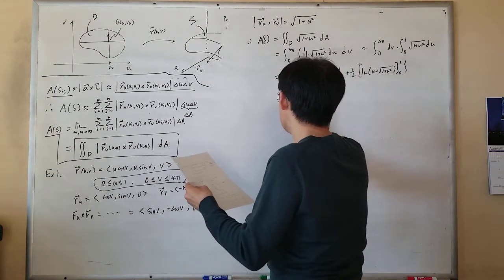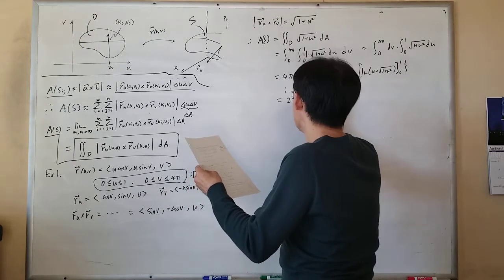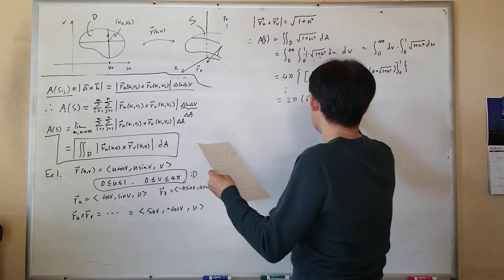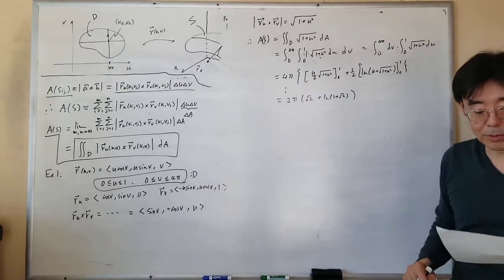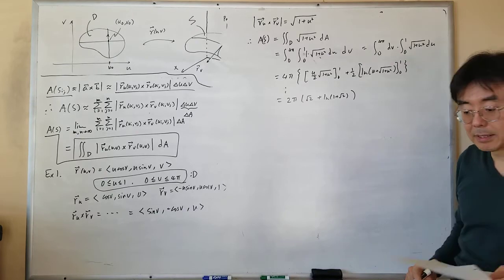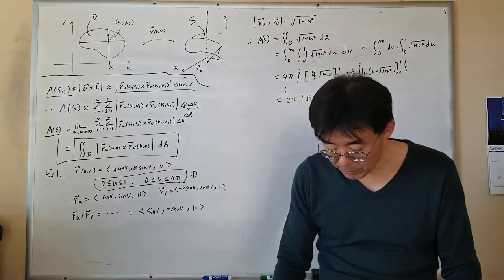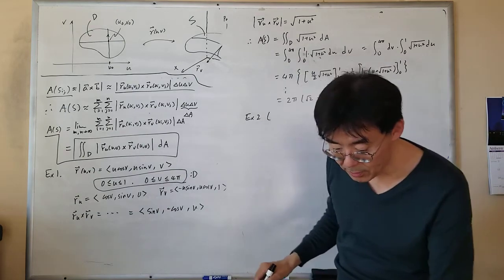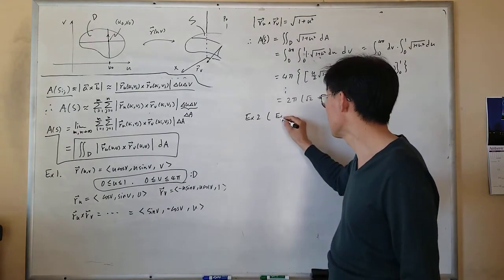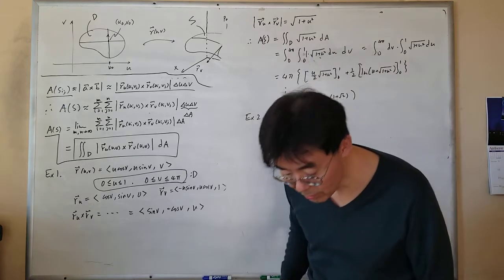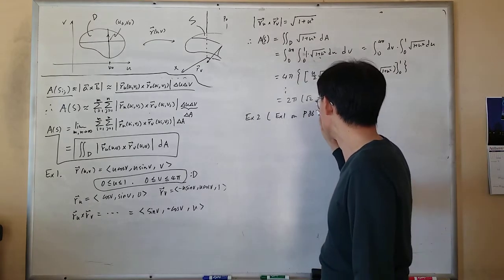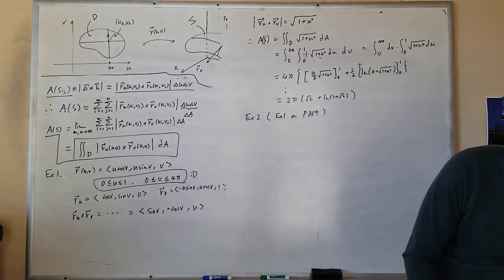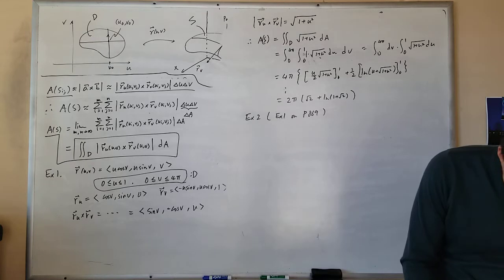So in the end, this is going to be 2 pi times the square root of 2 plus ln of 1 plus the square root of 2. It's a simple calculation. You can do it. All right? Now, our example 2 is textbook example 1 on page 869. Page 869. So what is it?